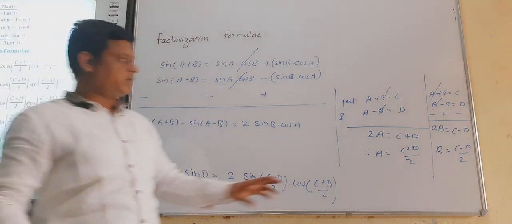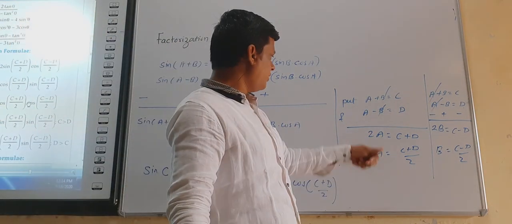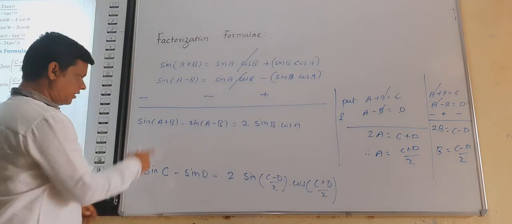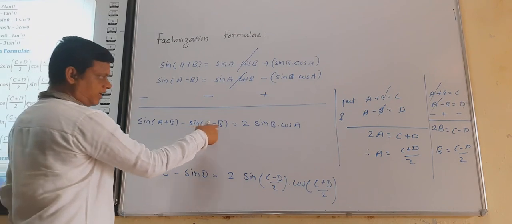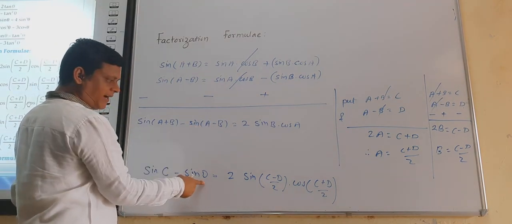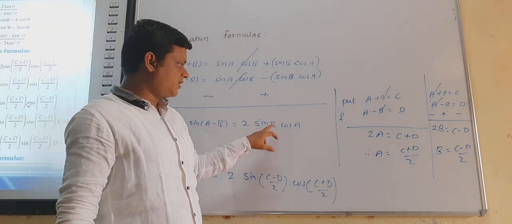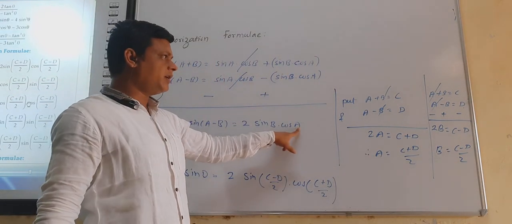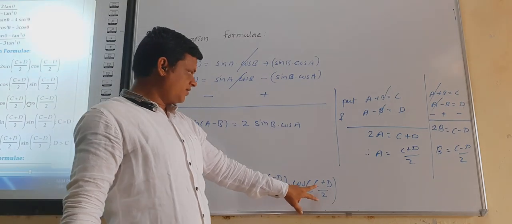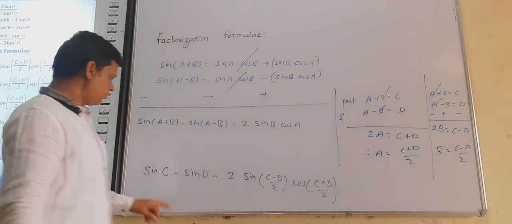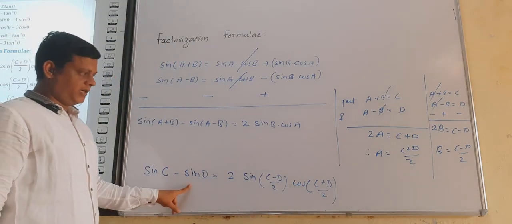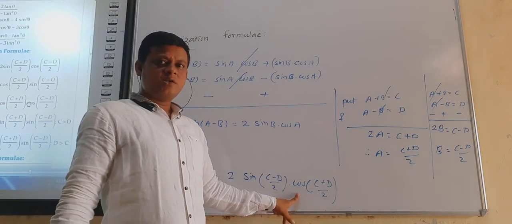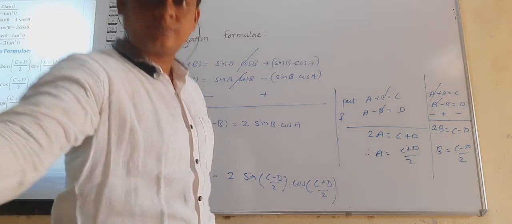Now see these terms, if we replace a plus b by c and a minus b by d, we have to replace capital B by c minus d by 2 and capital A by c plus d by 2. So the second formula is sin c minus sin d equals 2 times sin c minus d by 2 into cos c plus d by 2.